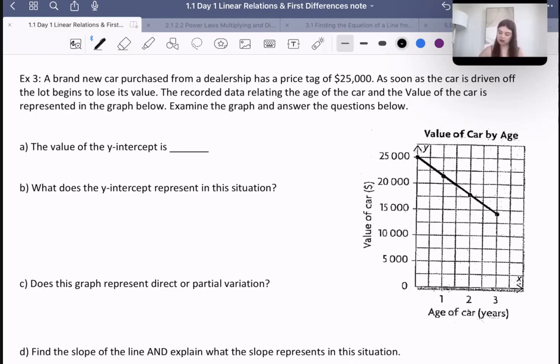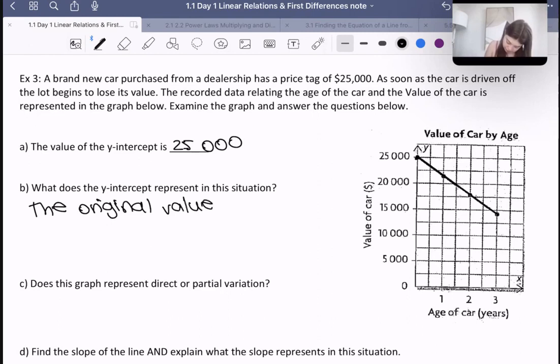y-intercept is what? Well, let's see. Where does the graph touch that y-axis? At $25,000. What does the y-intercept represent in this situation? So in this situation, it represents the value of the car after 0 years, right? Or in other words, it represents the original value of the car. So the original value of the car would be the answer.